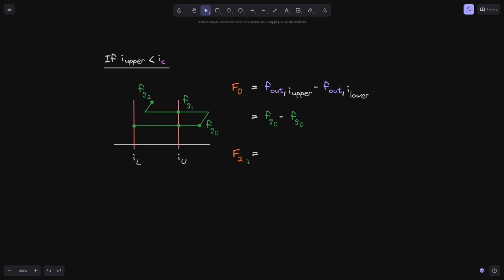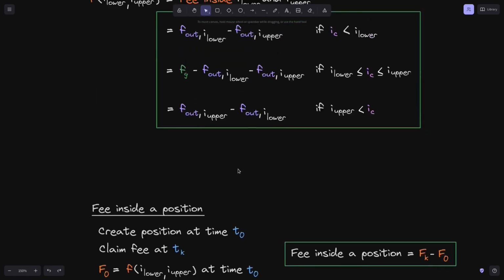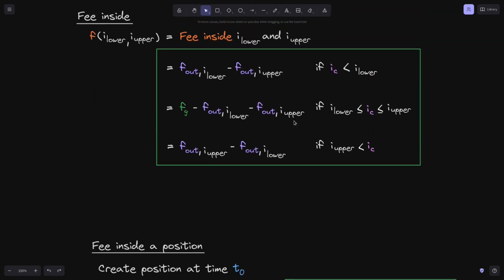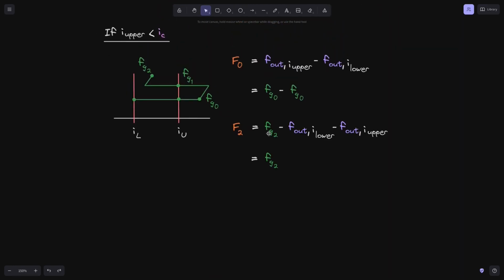Okay, how about f2? At time t2, we have the current tick over here in between tick lower and tick upper. So which equation do we need to use? Going back up, the equation that we will need to use is this second form. So this is equal to fg2. How about f out of I lower? Previously, f out of I lower was initialized to be fg0. This has not changed and it is still equal to fg0.